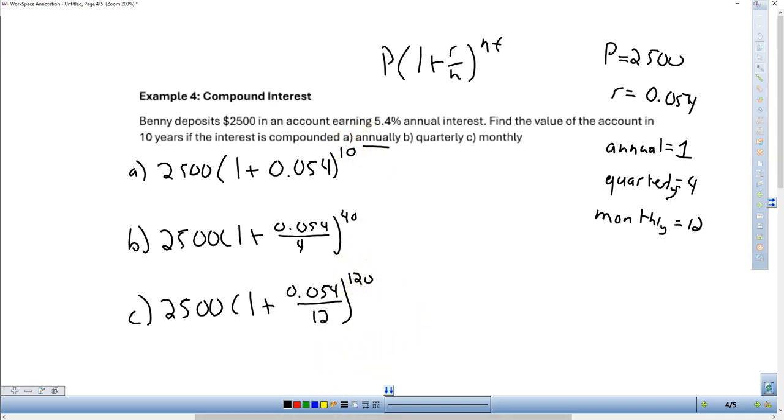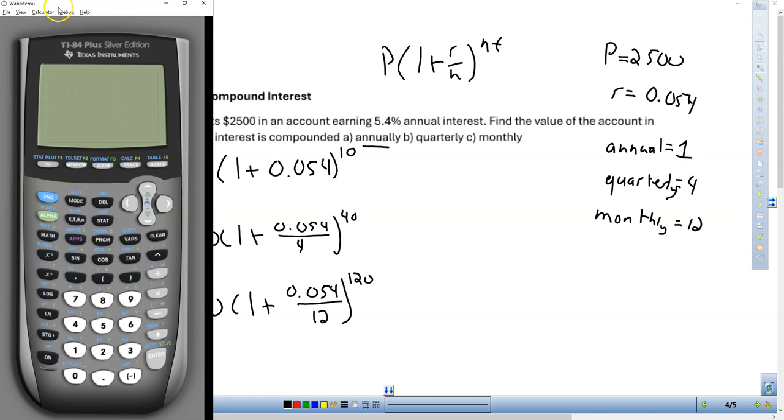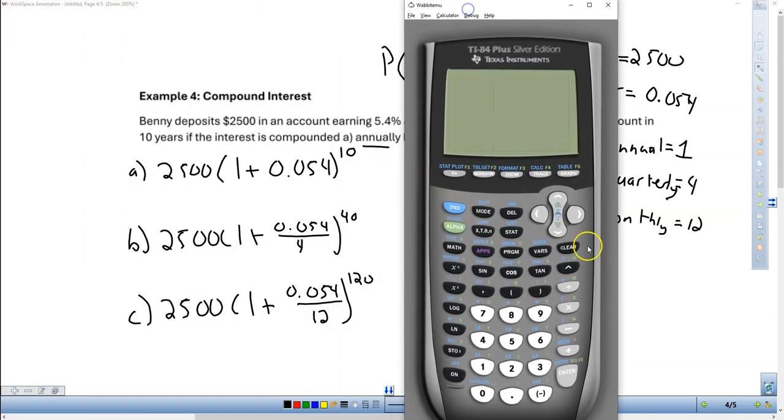Now let's go ahead and just take all these and put them in our calculator. So what I'm going to do is just pull my calculator up real quick here. I'm going to slide it over so I can see my numbers. And let's go ahead and clear that out. Let's do 2,500 times, let's do 1 plus 0.054, close it out, raise it to the power of 10.